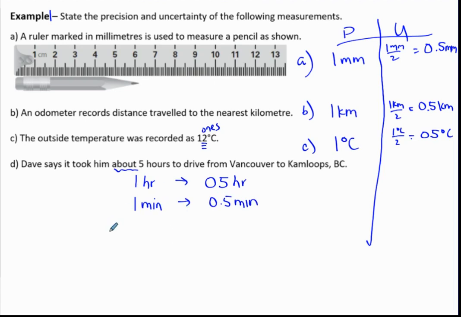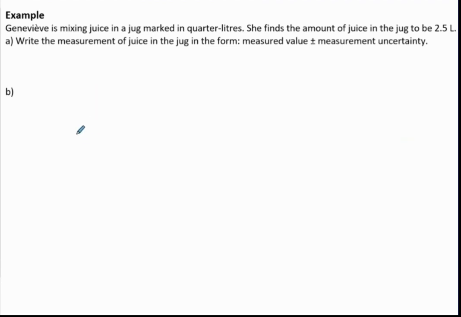More likely his precision was probably around 15 minutes. Most people know from a quarter of an hour about how much time things take to the nearest 15 minutes. So I would say this is probably what I would give for Dave. So his uncertainty is probably half of 15 minutes, so 7.5 minutes. So a couple different options for D, depending on what Dave's precision is, like how precisely he is measuring his time.